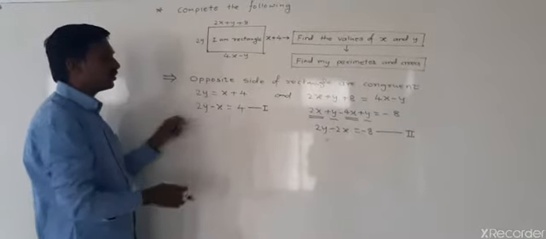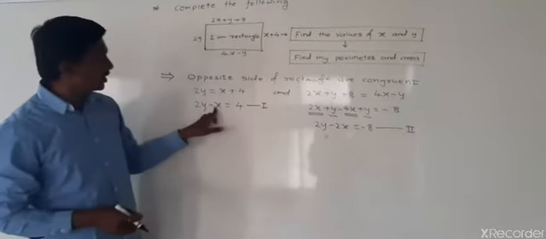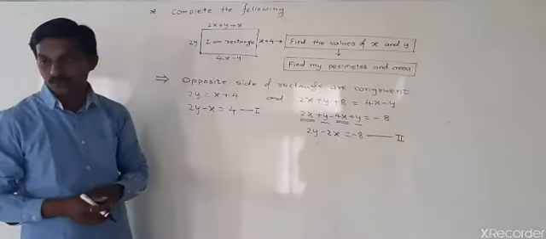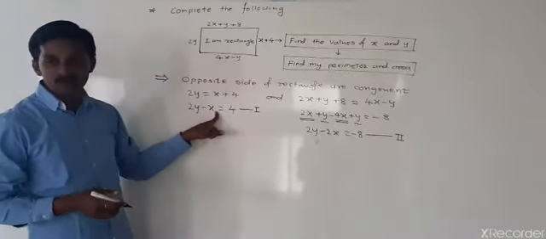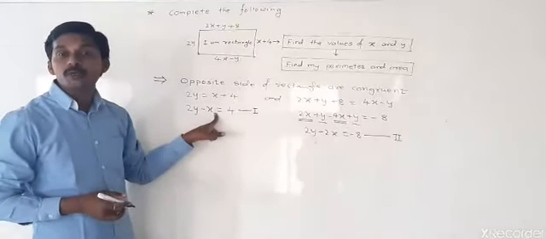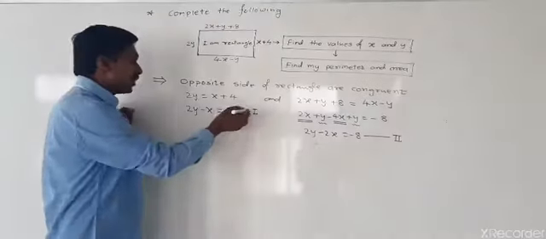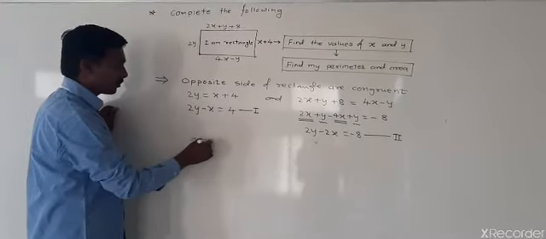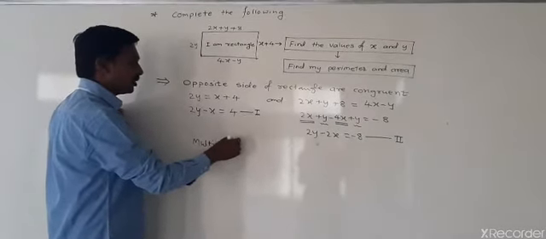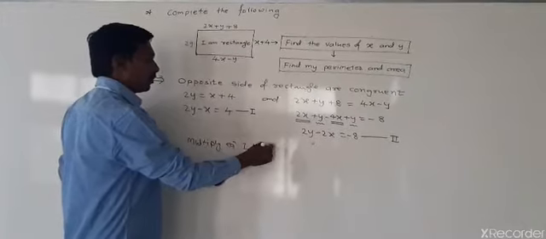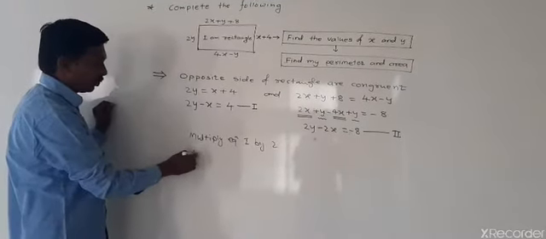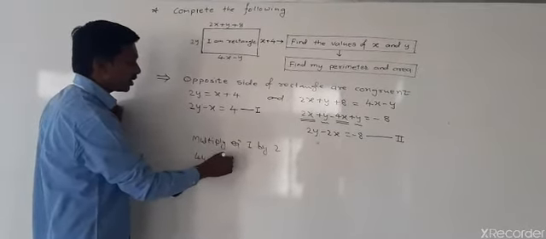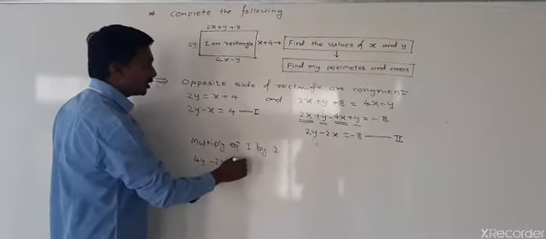Here in equation 1, the coefficient of x is 1, and in the second equation the coefficient of x is 2. So simply we can multiply the first equation by 2 to equate the coefficients of x. Now we will multiply equation 1 by 2. So here we will write, multiply equation 1 by 2, and the equation becomes 2y into 2 is 4y, minus 2 into x is 2x, that is equal to 4 into 2 is 8. This is equation 3.